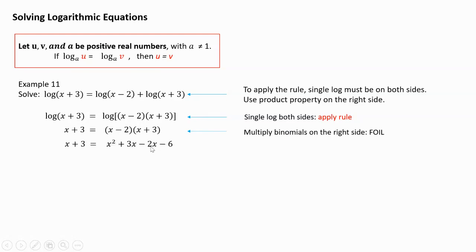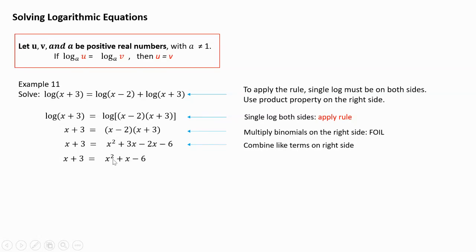Now here we get to FOIL, or multiply the binomials. So we get x squared plus 3x minus 2x minus 6. Why? Because x times x will give us x squared. X times positive 3 will give us positive 3x. Negative 2 times x will give us negative 2x. And negative 2 times 3 will give us negative 6. Now the two terms in the middle can be combined. So 3x minus 2x will give us x.